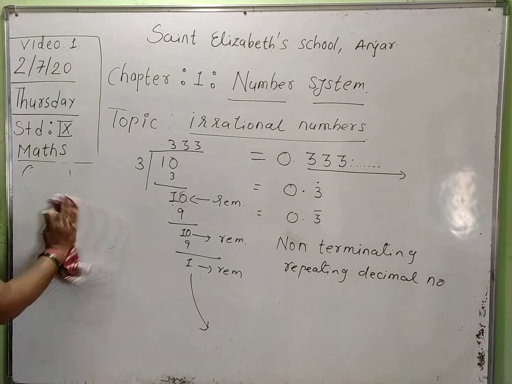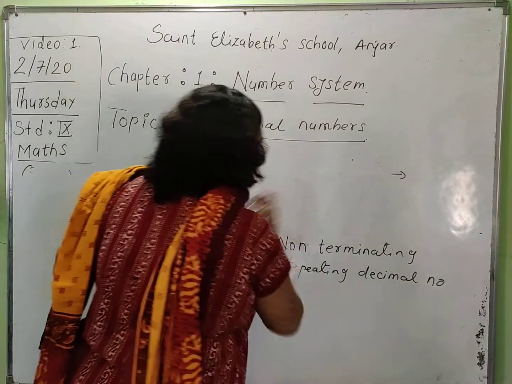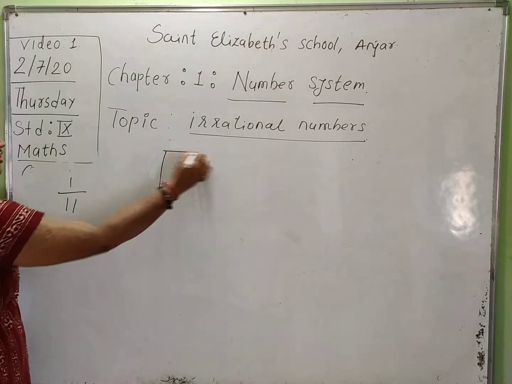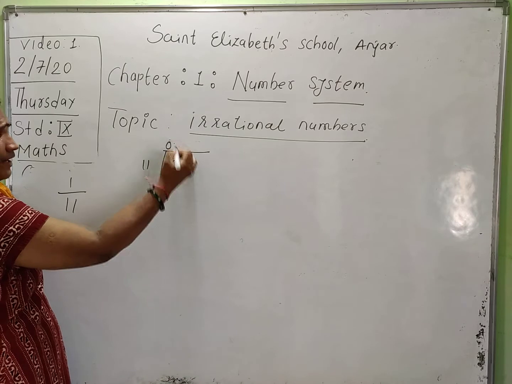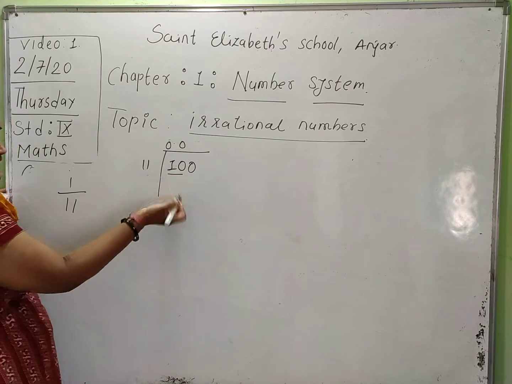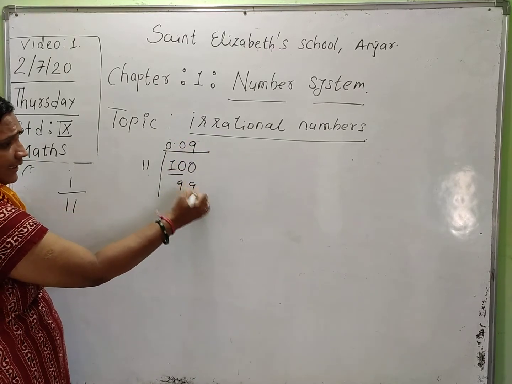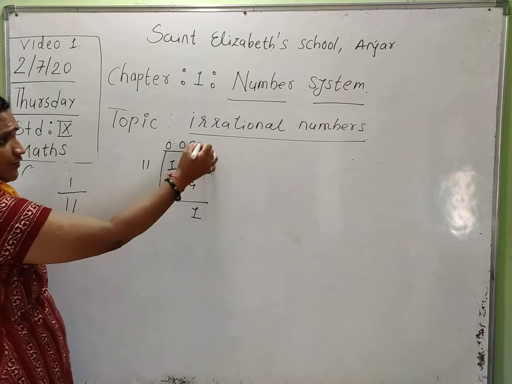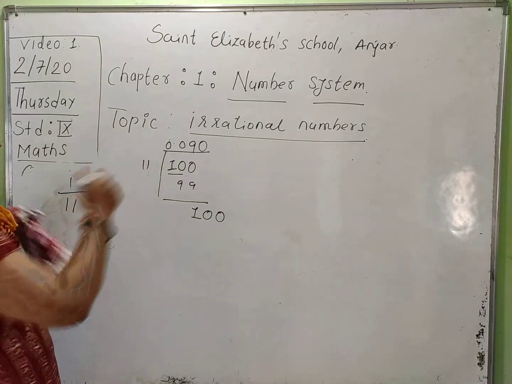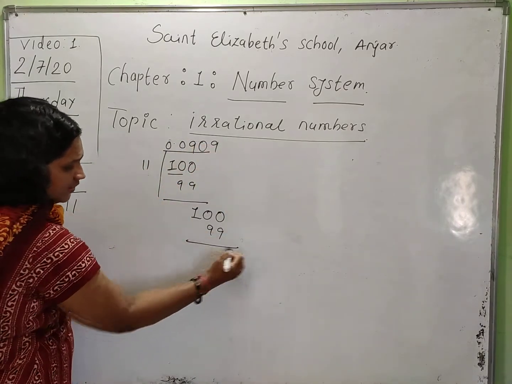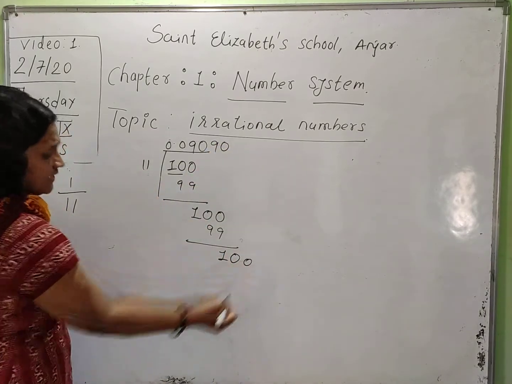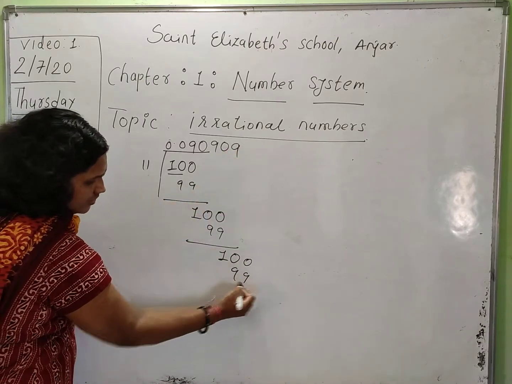Again, one more example we'll take. Suppose we take 1 by 11. So we start division. We put 0, and again 0, because 10 is less than 11. 11 9s are 99. So 1 is left. Again you will put 0. Again 99, and again 1 is left. So the same way it goes on.